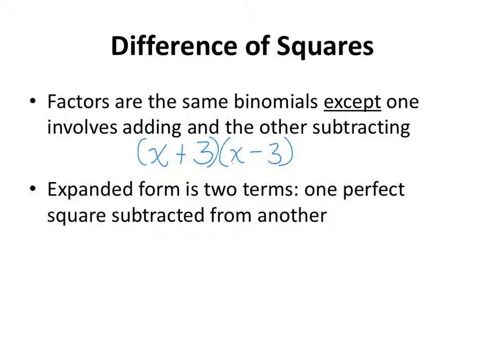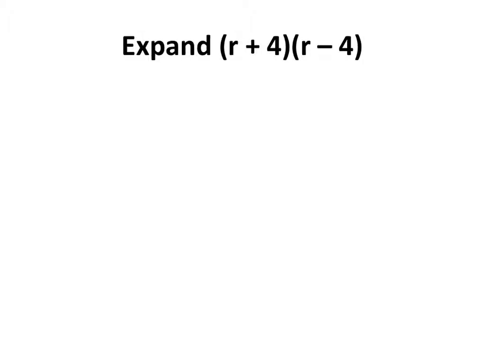The expanded form for the difference of squares pattern always involves exactly two terms, one perfect square being subtracted from the other. This makes expanding the perfect squares pattern very easy. R multiplied by r is r squared, 4 multiplied by 4 is 16, and we know that we will be subtracting. That's all we have to show.